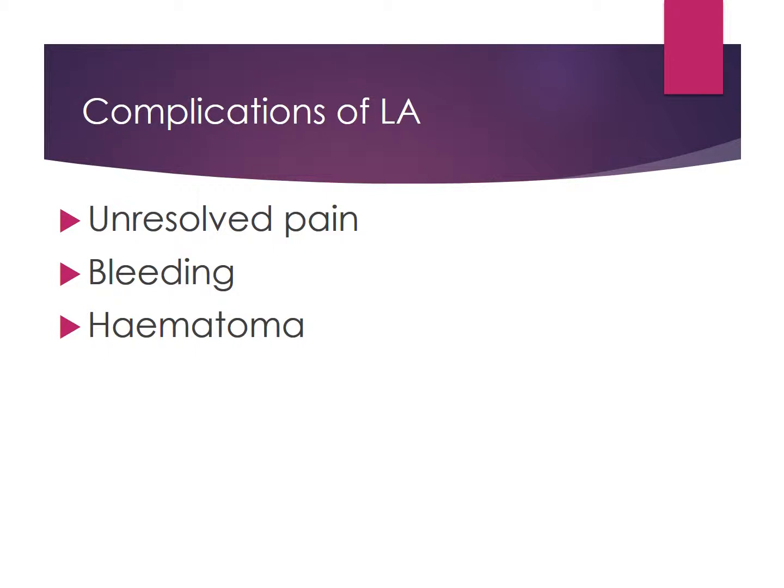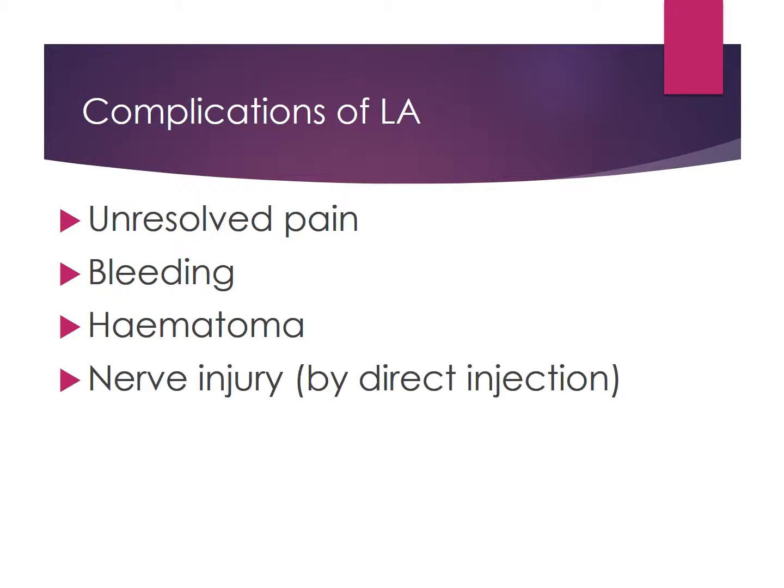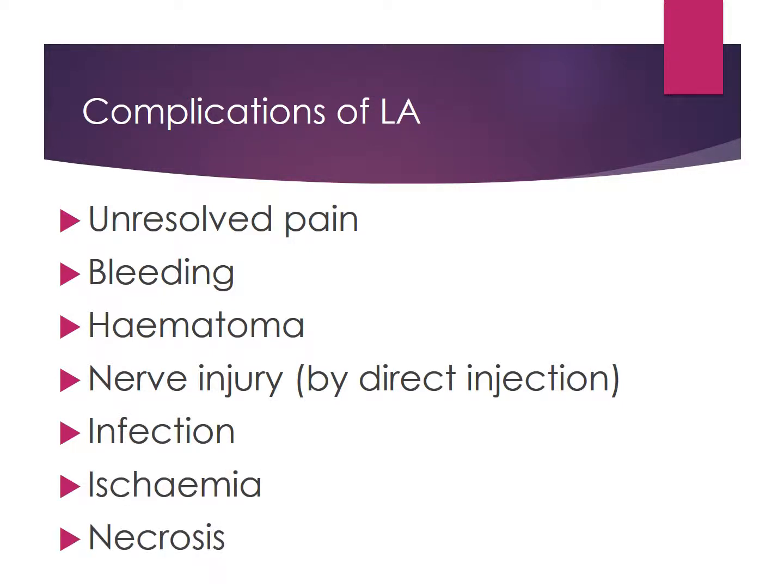There might be risks of bleeding and hematoma, especially due to the intra-arterial introduction of the needle to the site, or it could be nerve injury by accidental injection into the nerve bundle. Introducing needles from outside could potentially introduce infection to the site, and then with bleeding and compromising the blood flow to the area, we might also cause ischemia and even necrosis.